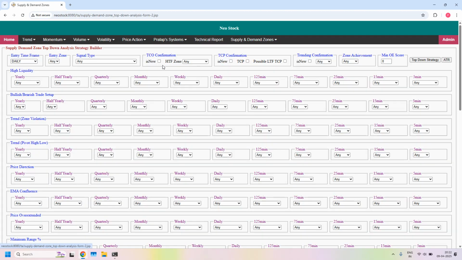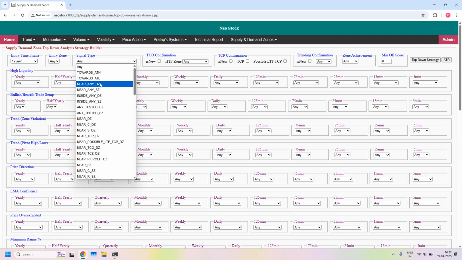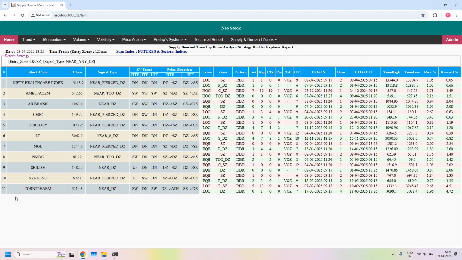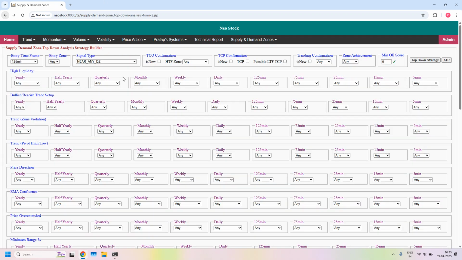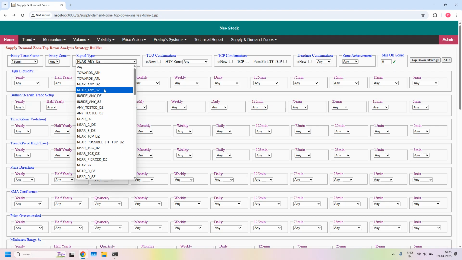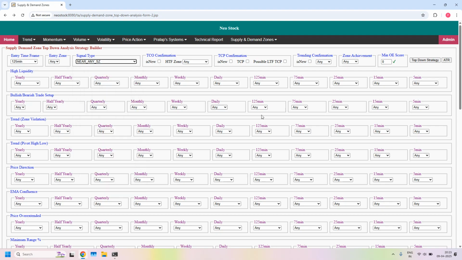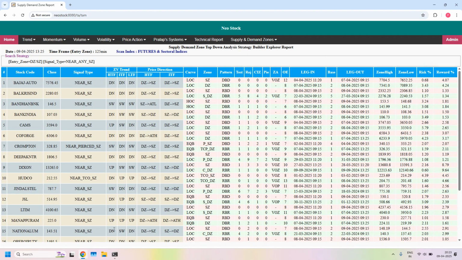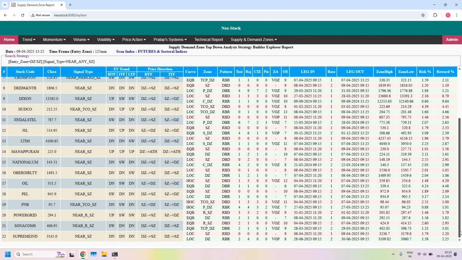Next time frame is 125 minutes. Stocks near 125 minutes demand zone. We got 11 stocks. Next, stocks near 125 minutes supply zone. First 15 stocks in the list. So total 22 stocks are filtered.